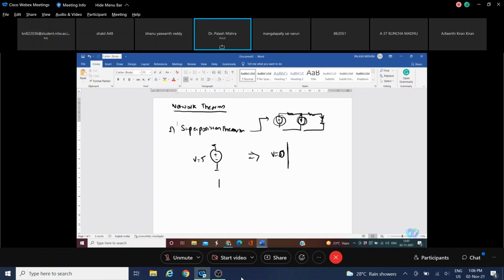Similarly, if you have to deactivate the current source, what will you do? Anyone? Am I audible? I hope so. Open circuit. I am asking because I have some problem in my throat, so I won't be able to ask again and again, but I expect that you are getting it. So you have to open the current source. I am not detailing the superposition theorem much because it was already covered in the first year syllabus.